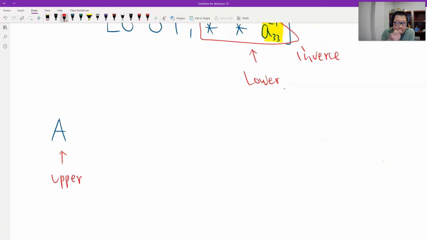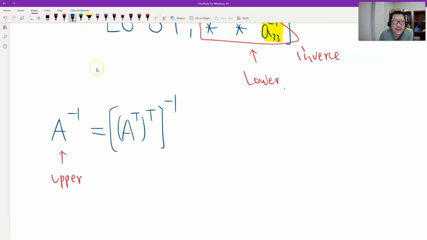If A is a square upper triangular matrix, what will the inverse look like? Can we see? I can do it here. I just use the transpose: the transpose of the transpose equals the original. In this way, what do we have? We have the result for upper triangular. Transposing, you get the lower. So this is a lower.